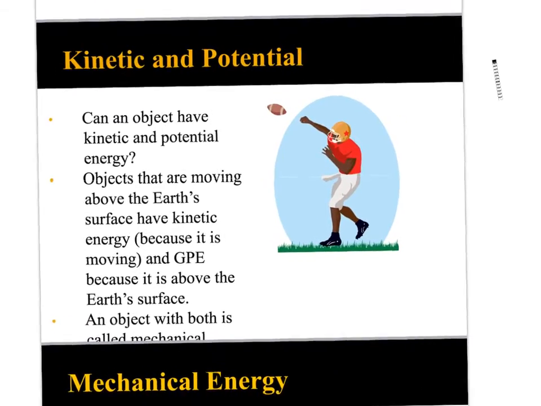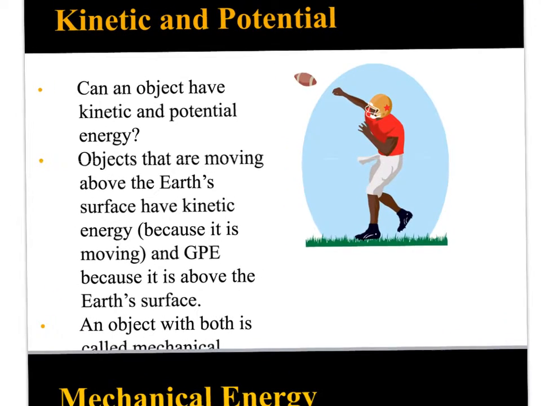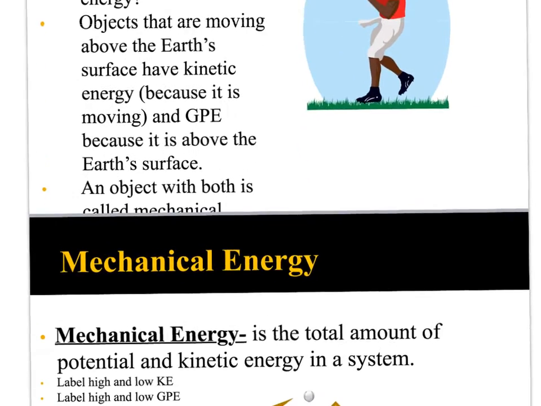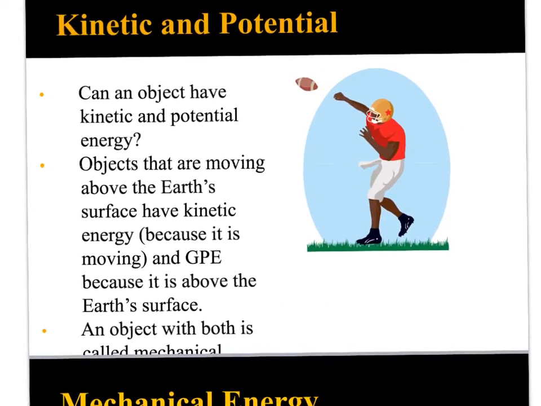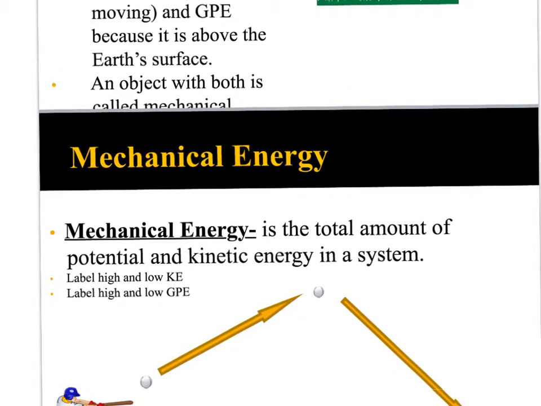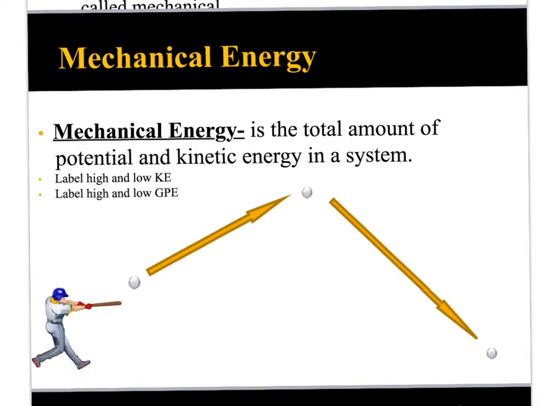Can an object have both potential and kinetic energy? Well, yeah. Obviously, think of a football being thrown through the air. It has both. It has kinetic energy because it's moving, and it has potential energy because it's above the Earth's surface. It has a potential to exert more energy. So any object that's in motion above the Earth's surface has both potential and kinetic energy, and that's called mechanical energy. Mechanical energy is the total amount of potential and kinetic energy in the system.